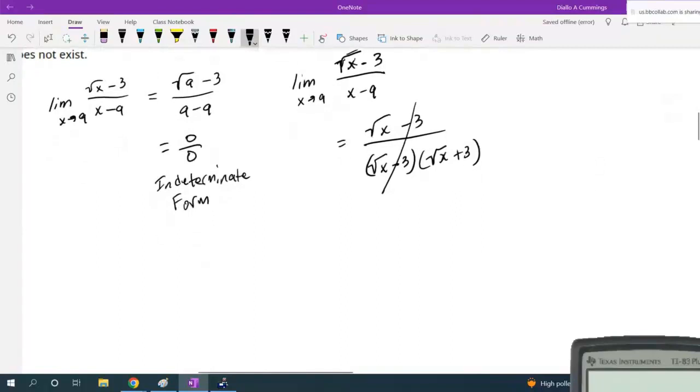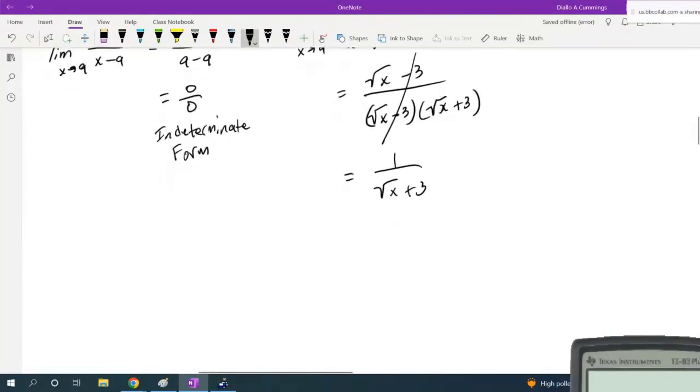My factors of the square root of x minus 3 are going to cancel. So now I'm left with 1 divided by the square root of x plus 3. Now I can substitute 9 for x, and I get 1/6 as the limit.